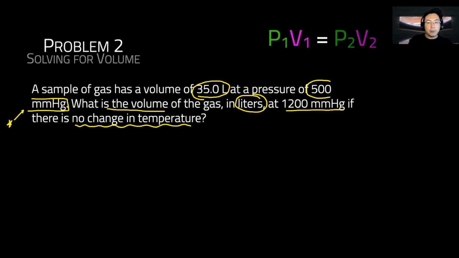So whatever we have here, a sample of gas has, this is basically the statement. We have this, so this is for volume 1 and this is for pressure 1. It says, what is the volume at 1,200? So this is going to be our pressure 2, and the question is, what is V2?